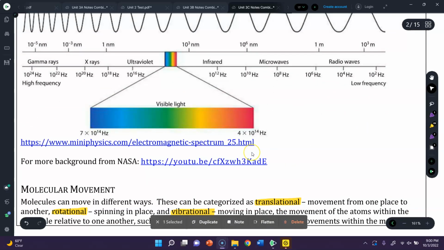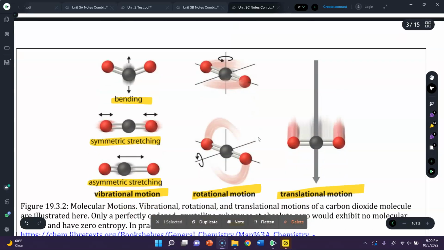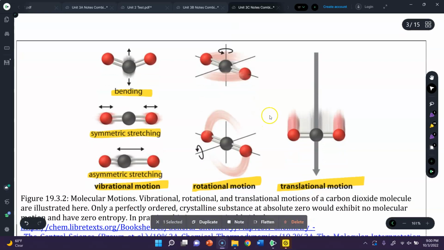So molecular movement, molecules can move in different ways. These can be categorized as translational, movement from one place to another, rotational, spinning in one place, and vibrational, moving in place, the movement of atoms within the molecule relative to one another, such as bending, stretching, and other internal movements within the molecule. And so here we have an example of each.